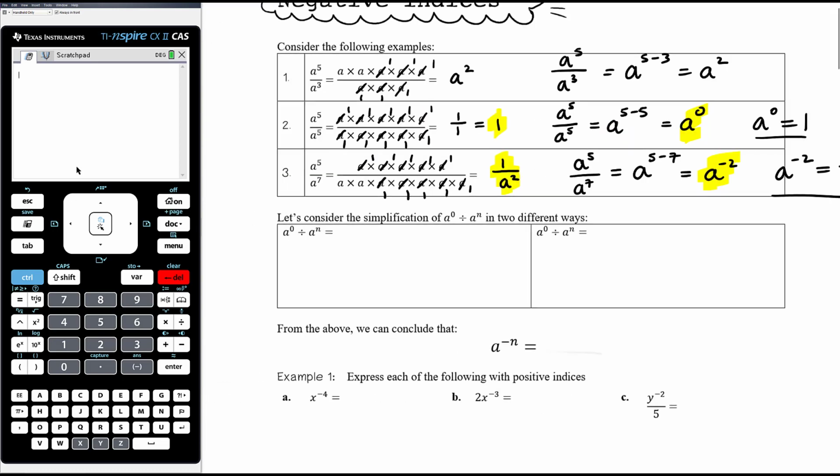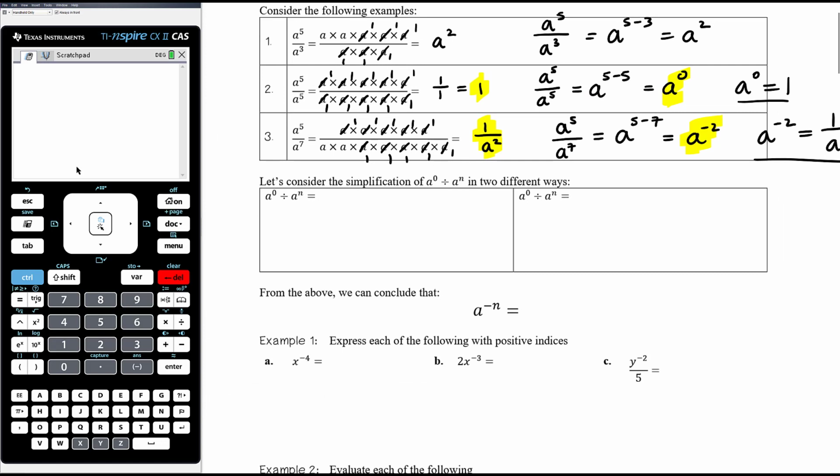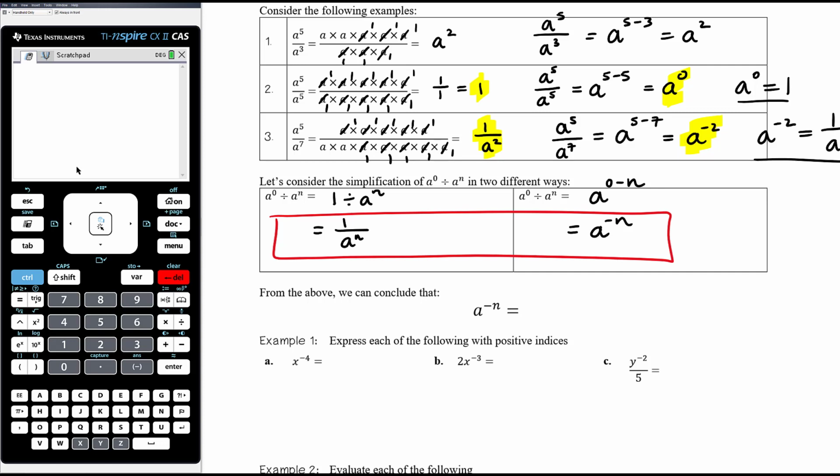Okay, so we can also consider this simplification in 2 different ways. So if we have a look at a to the power of 0 divided by a to the power of n, okay, well that's a to the power of 0 is 1 divided by a to the power of n, so we can write that as 1 on a to the n. Or we can use our index laws for dividing, which means it's a to the power of 0 minus n, and so it's a to the power of negative n. And once again, these 2 things have to therefore be the same. So a to the power of negative n is the same as 1 over a to the power of n.